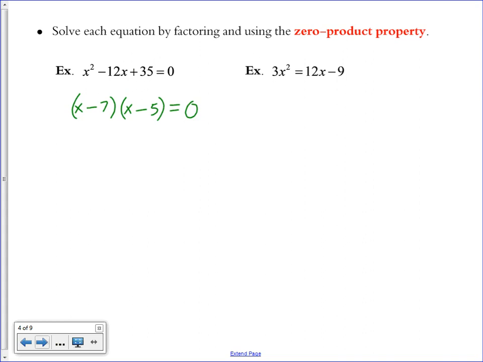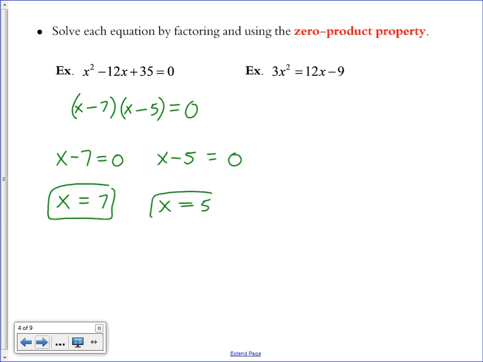And then we have our two factors equal to 0. So either this factor equals 0 or this factor equals 0. Solve by adding 7 to both sides, and x equals 7, or add 5 to both sides, and x equals 5. So those are the two solutions for this one.